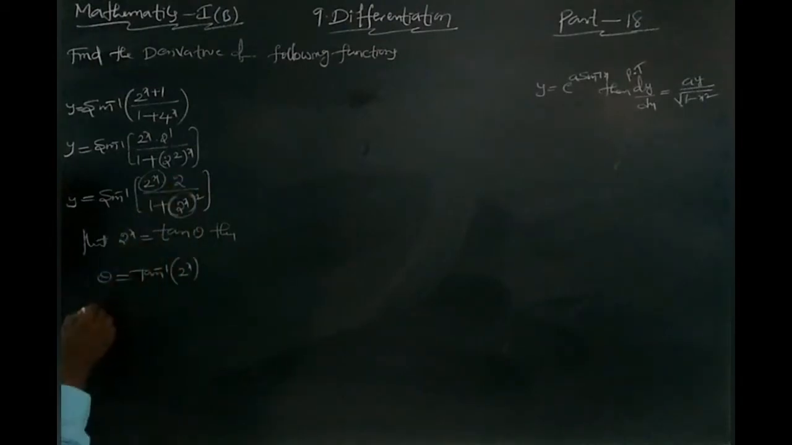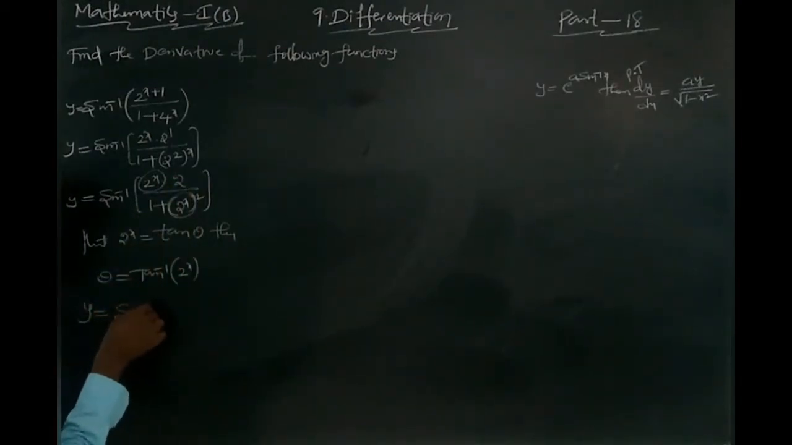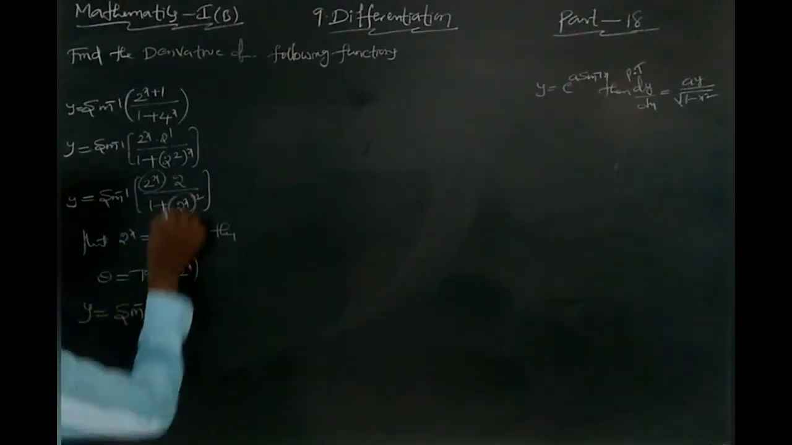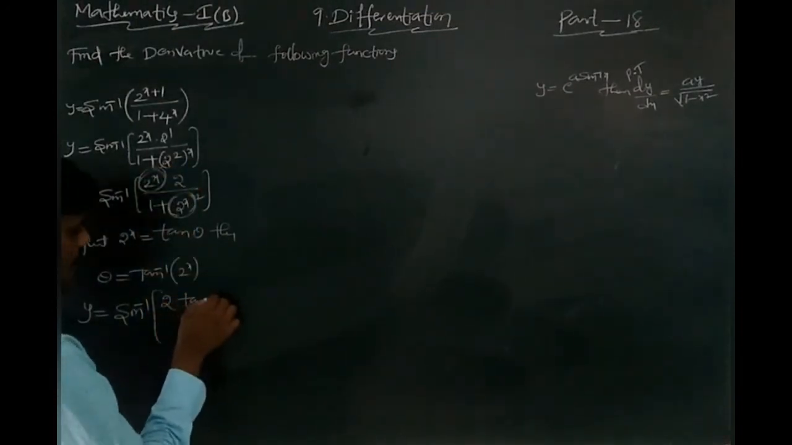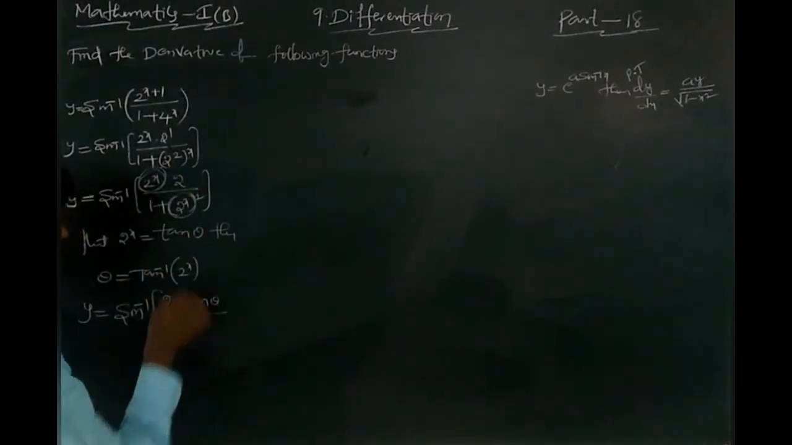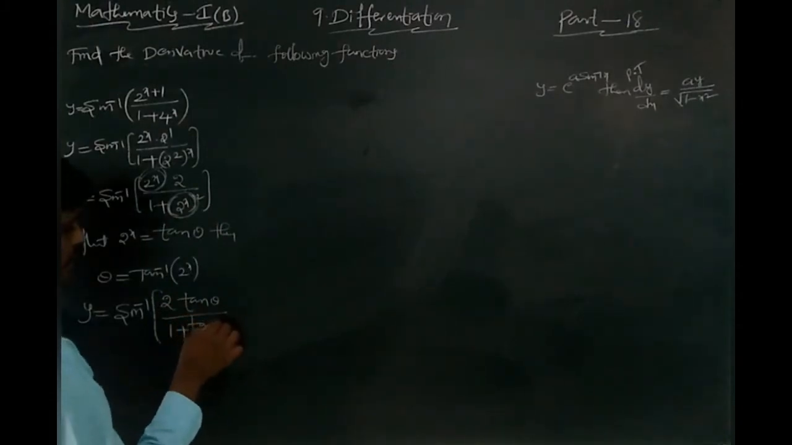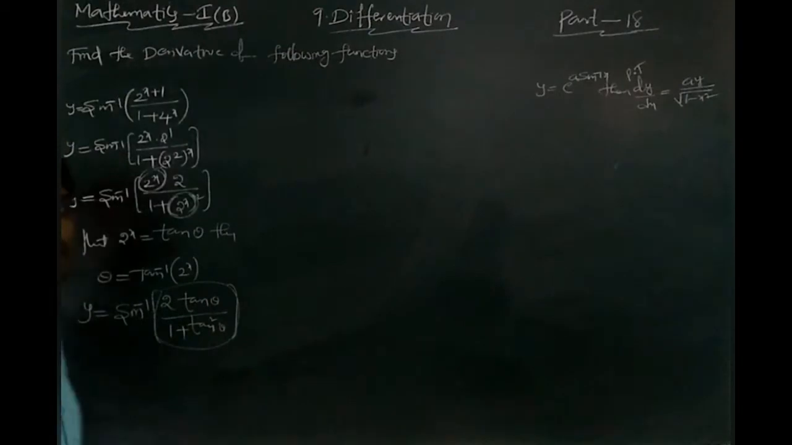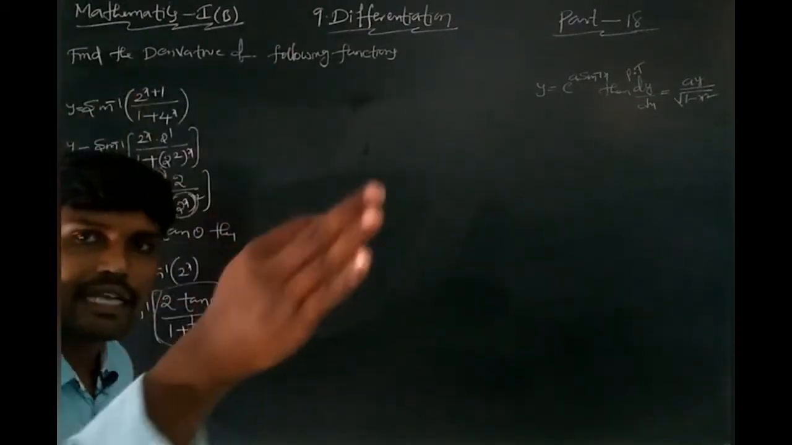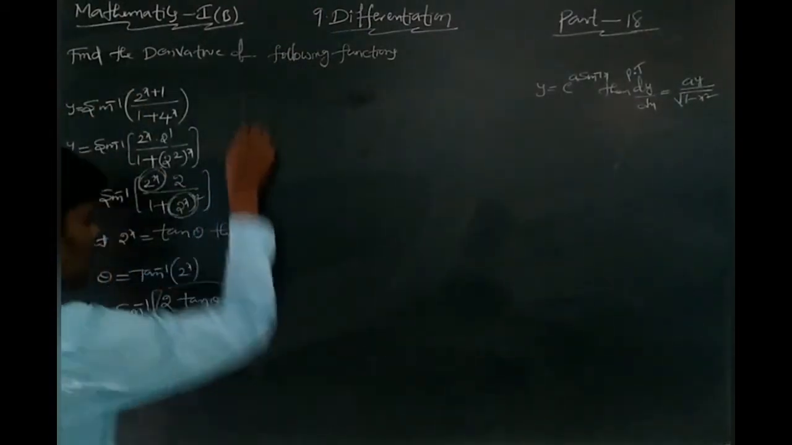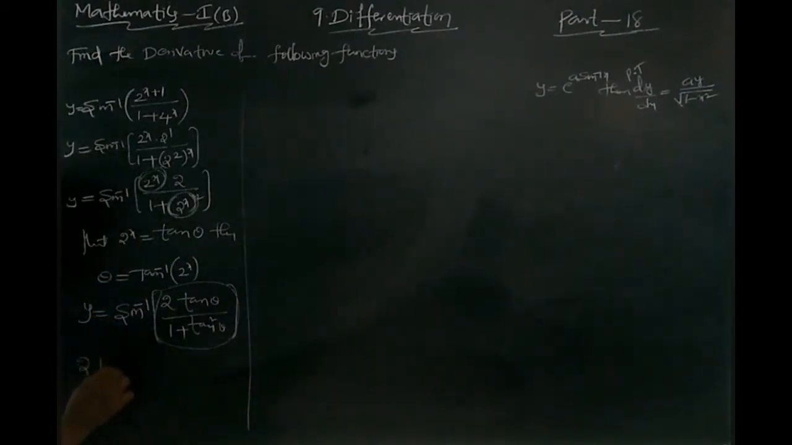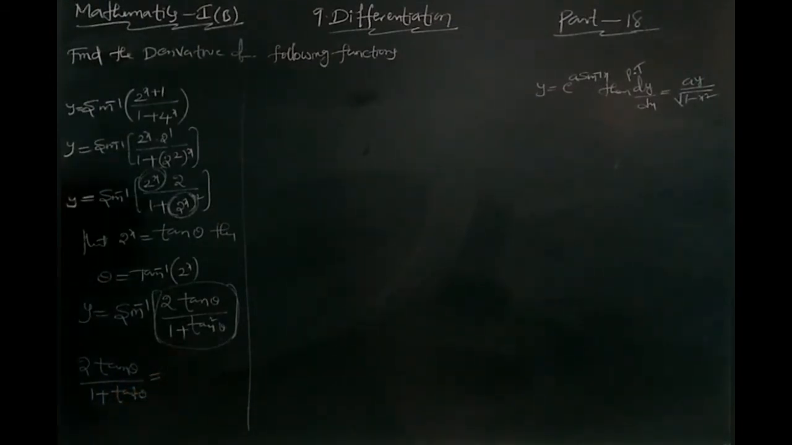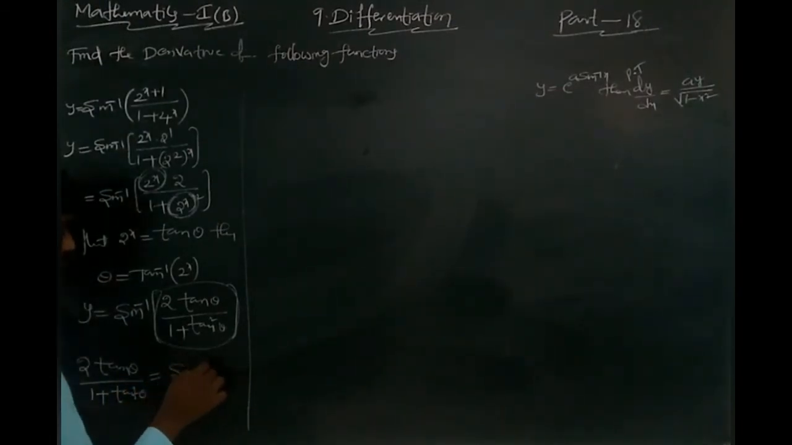That's why you can write in this formula y is equal to sine inverse of 2 into 2 power x, whose value is tan theta, by 1 plus 2 power x, whose value is tan theta, which is nothing but tan square theta. 2 tan theta by 1 plus tan square theta, the formula is there, already explained. What is the formula of 2 tan theta by 1 plus tan square theta? It equals sine 2 theta.